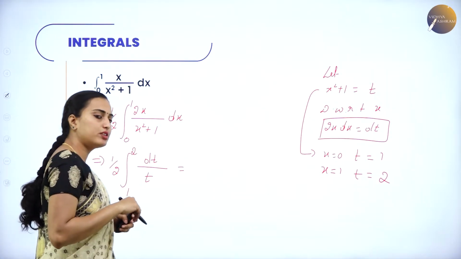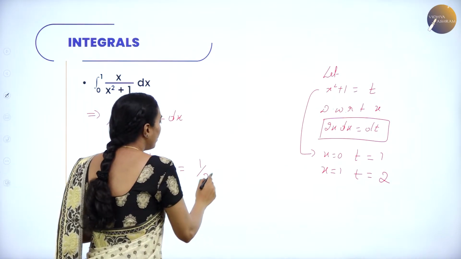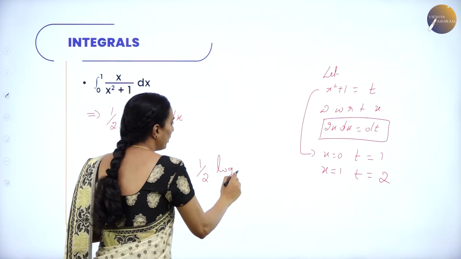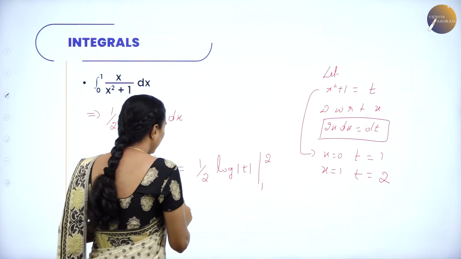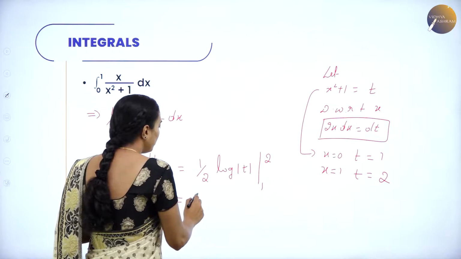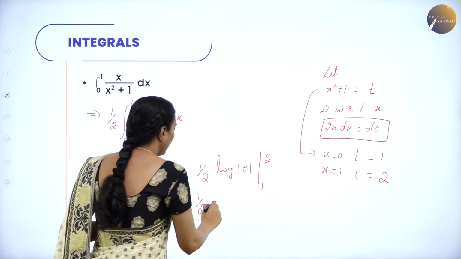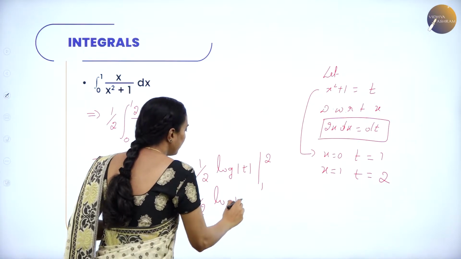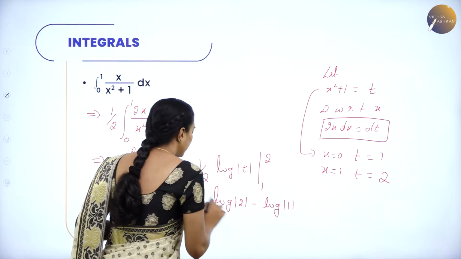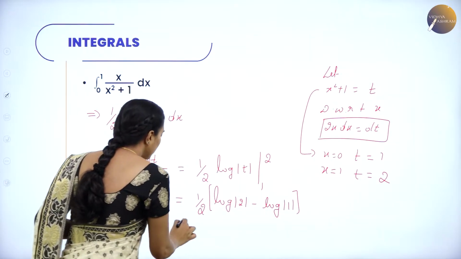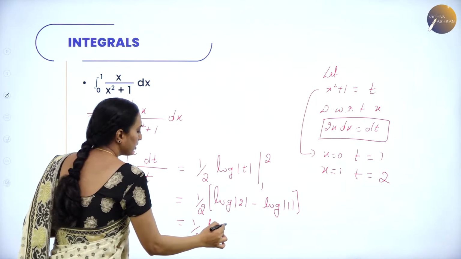Now you can integrate this: the integral of 1 by t is log mod t. So 1 by 2 into log of modulus of t from the limit 1 to 2. Then substitute: 1 by 2 into log modulus of 2 minus log modulus of 1, isn't it? Now this will be equal to 1 by 2 into log modulus of 2.